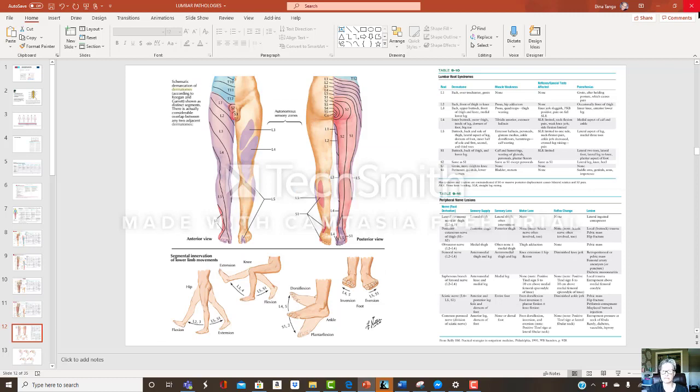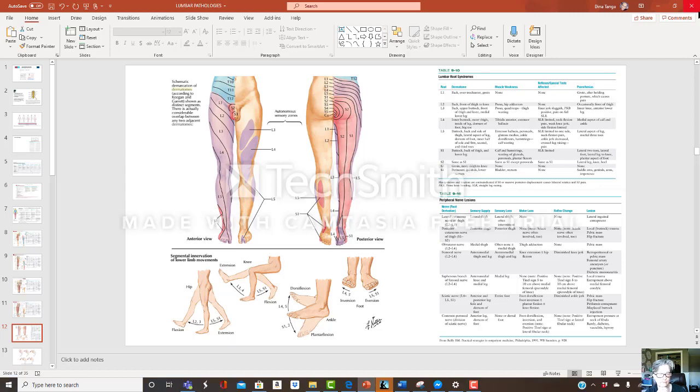And these are the two tables together, table 910, table 916. And I added another picture from Netter's. I like this bottom part of the picture. Segmental innervation of lower limb movements.